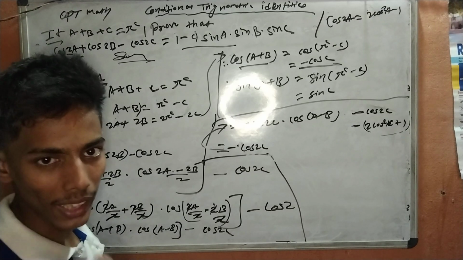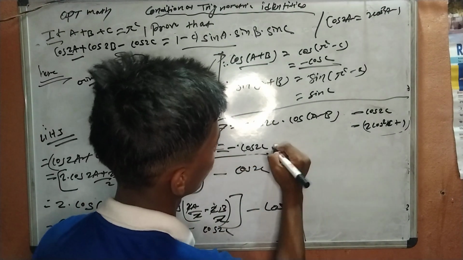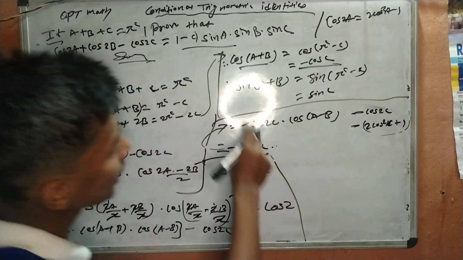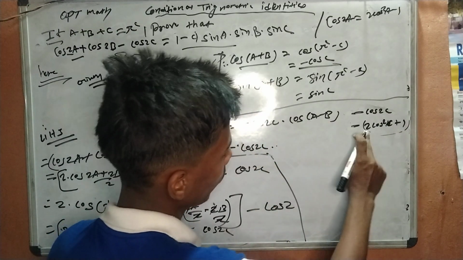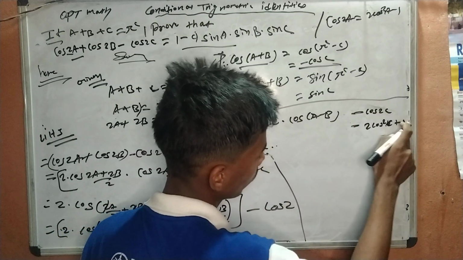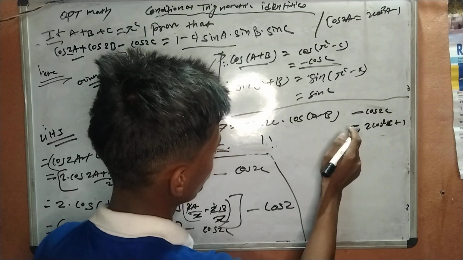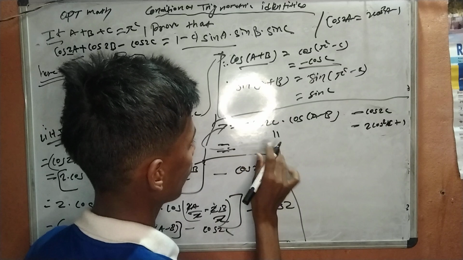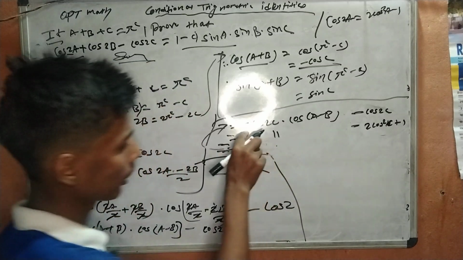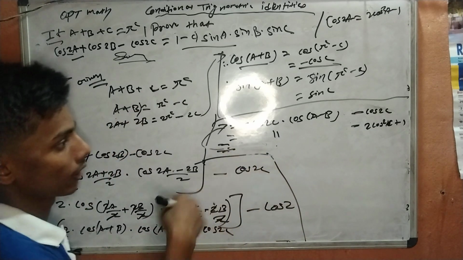You can go back and pause the screen, and you can write here minus cos 2C or cos(A minus B). Here cos(A minus B) is not given, so we are just going to take this common, this is the matter. Here this is the same, this is the same. Okay, now this is the next part. Here you write the same, and write this, and here this next.